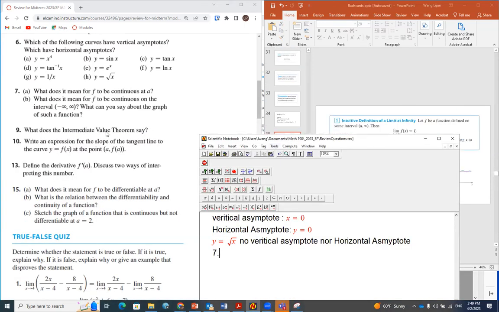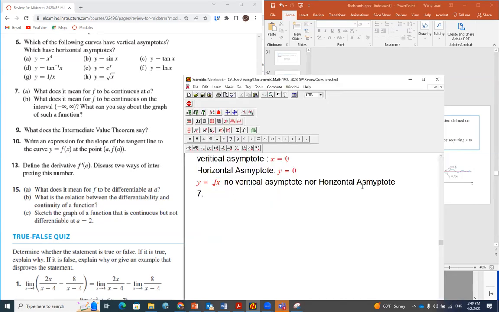Number 10. Write an expression for the slope of the tangent line to the curve y equals f of x at the point a, f of a. Okay, the slope of the tangent line to the curve. So how do we do that? Well, this is certainly related to the later sections, right? Suppose m is the slope of the tangent line.